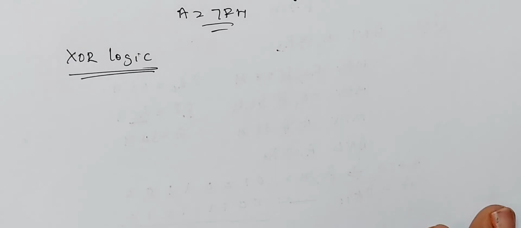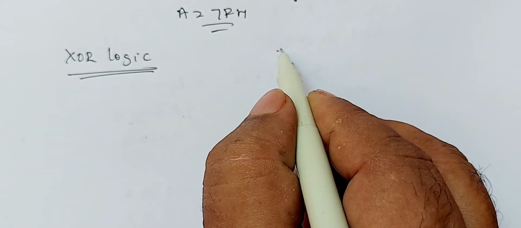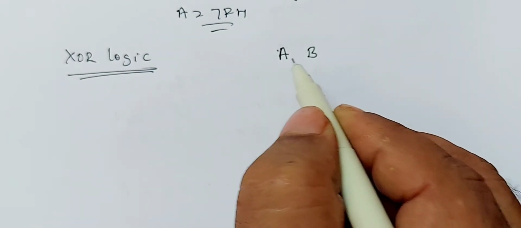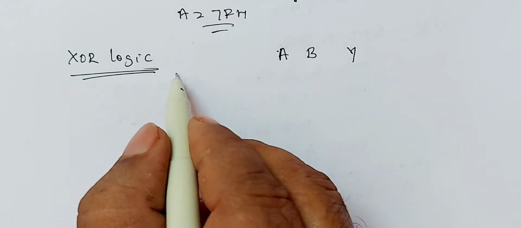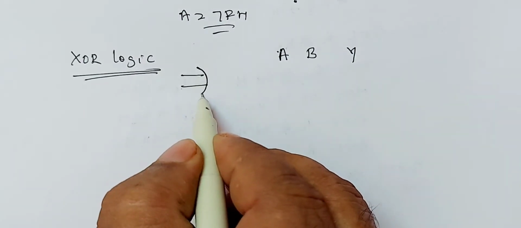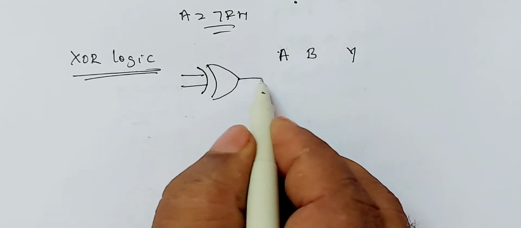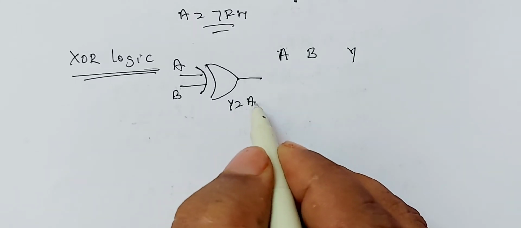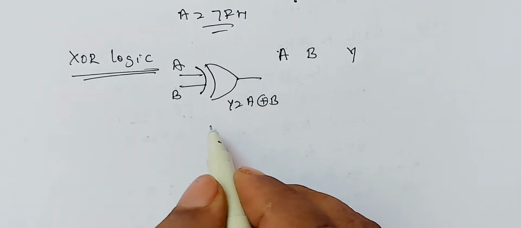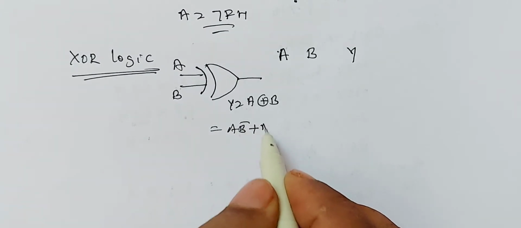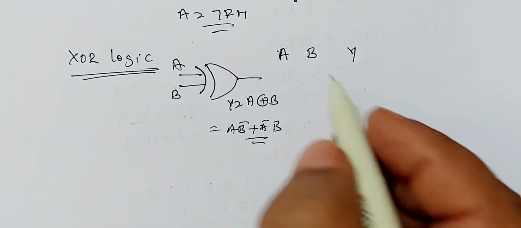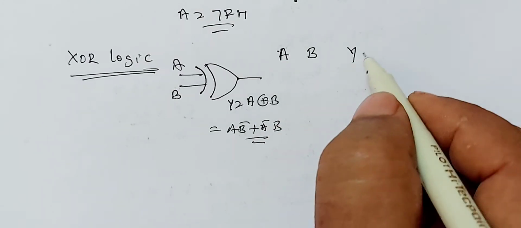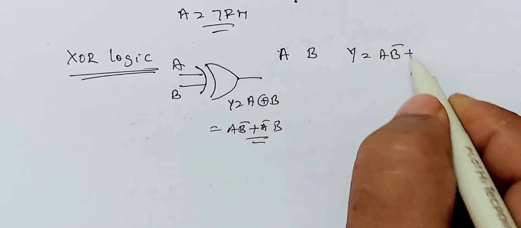XOR, exclusive OR gate. What is the output of the exclusive OR gate? First, I will write the output of a 2-input exclusive OR gate. A and B are the 2 inputs. Y is the output of the exclusive OR gate. This is the symbol of the exclusive OR gate. If this is input A and this is input B, output Y is A XOR B, which is nothing but AB bar plus A bar B.